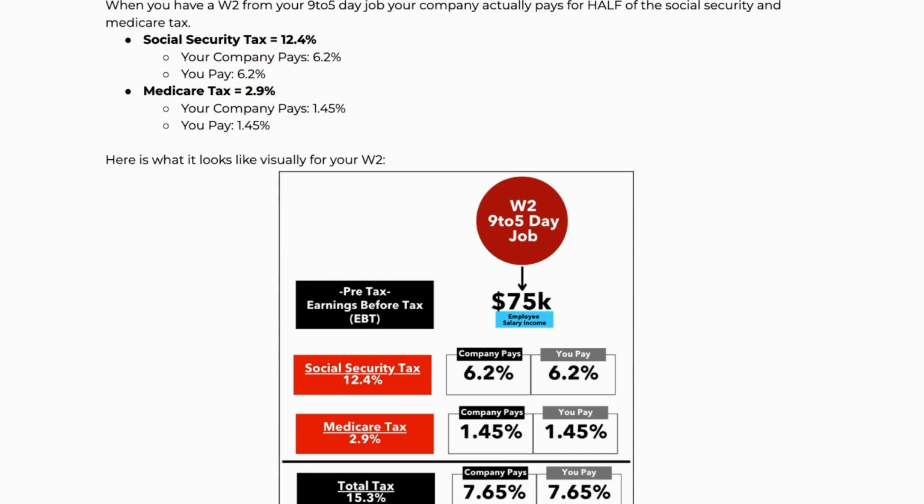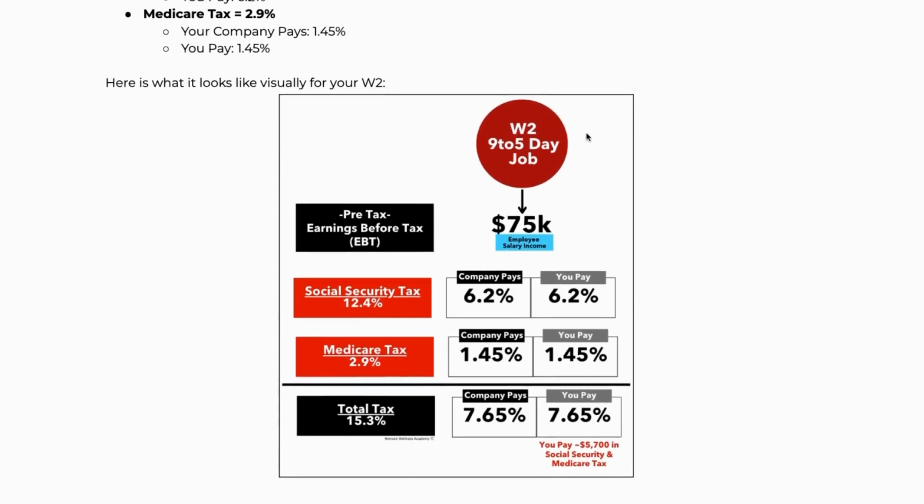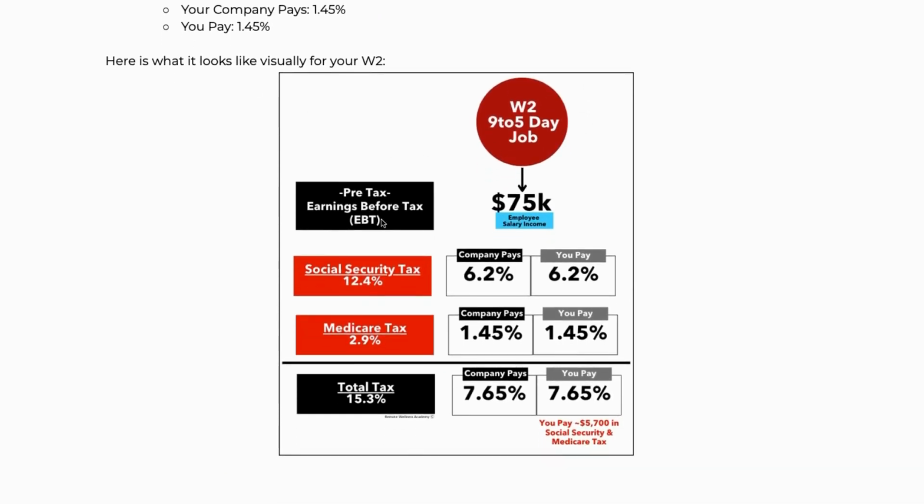And so visually, this is what it looks like. So hypothetically, let's say, for example, your earnings before tax, your EBT, is $75,000, okay? This is your employee salary income. Now, what's going to happen is that you are going to have Social Security tax, which is 12.4%, okay? Your company or your employer pays 6.2%, you pay 6.2%. Medicare tax, right? Half the employer pays, you pay the other half. And so therefore, your total tax adds up to 15.3% for Social Security and Medicare. And then the company, your employer that you work for, pays this much, and then you pay this much.